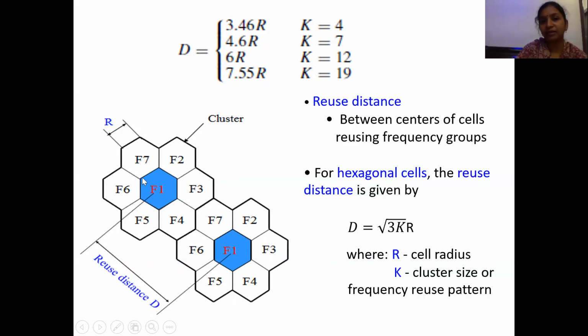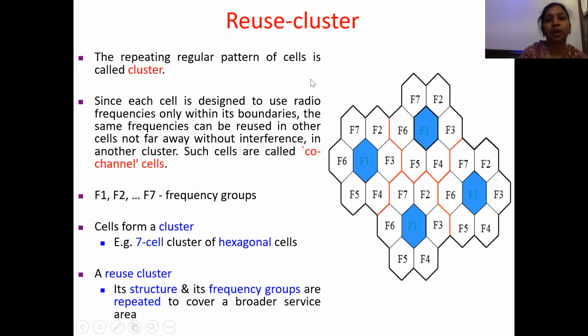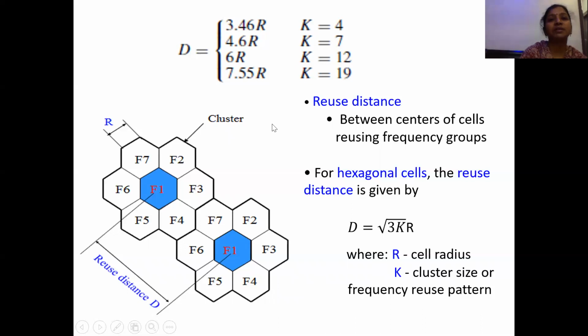It is the same frequency. The same frequency F1 is again used in another cluster by maintaining a distance of capital D. So what is this distance D? If the cluster size is 4, that is K is equal to 4, so we are using 4 frequencies, for example F1, F2, F3, F4, then the distance that we are maintaining between the two frequencies is 3.46 R.